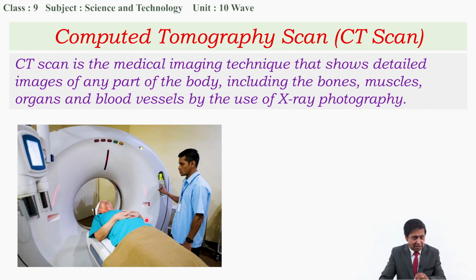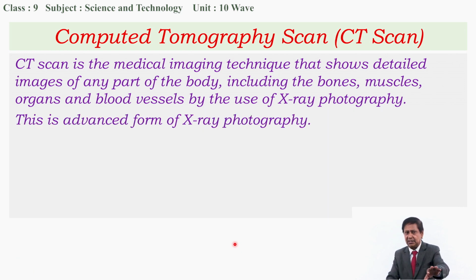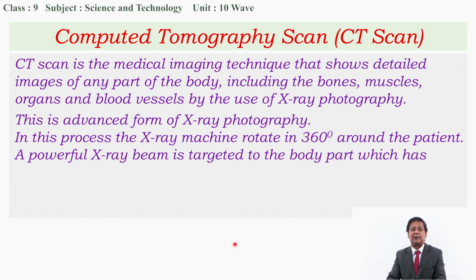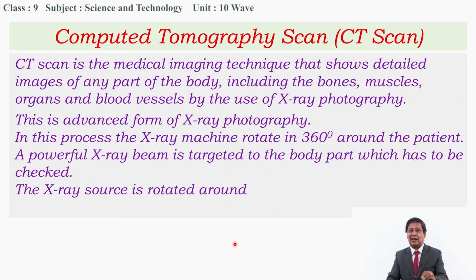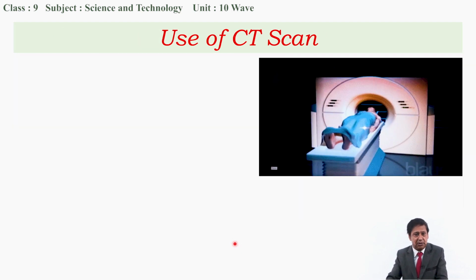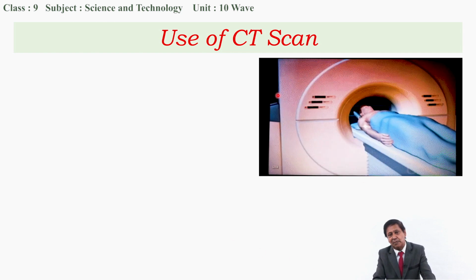But this CT scan is done by this donut-shaped machine. Yeah, and the patient is introduced to this machine. This is an advanced form of X-ray photography. In this process, the X-ray machine rotates 360 degrees around the patient, and a powerful X-ray beam is targeted to the body part which has to be checked, and the X-ray source is rotated around the patient to get a 3D image of the targeted part of the body. It can be done this way. We can understand with this animated video.